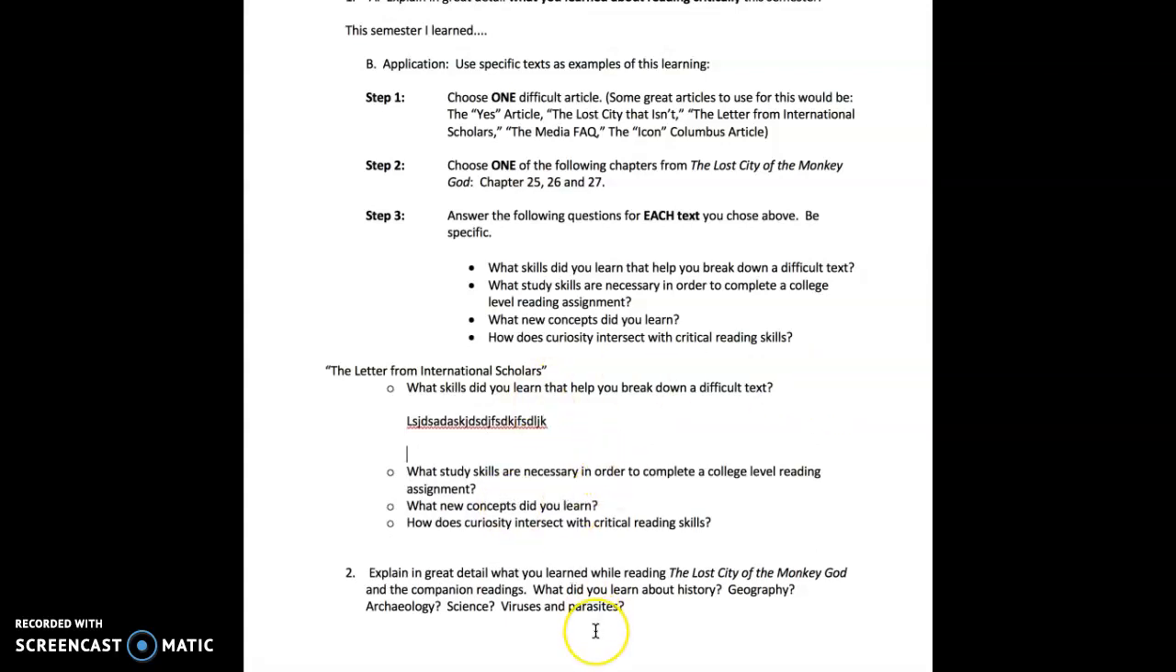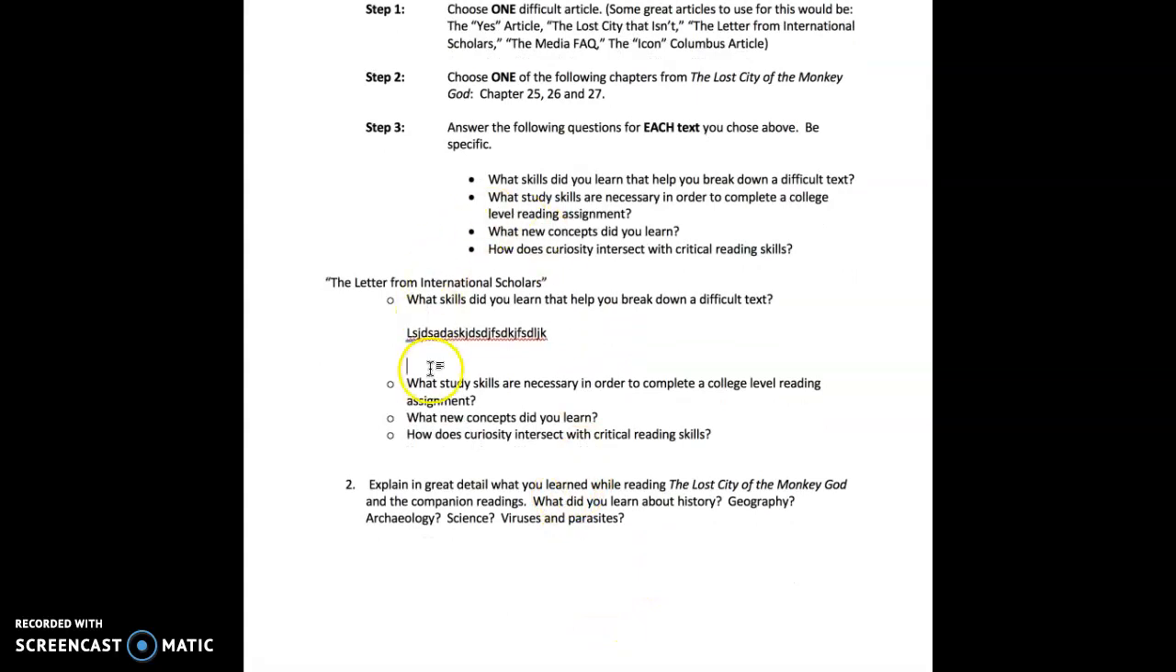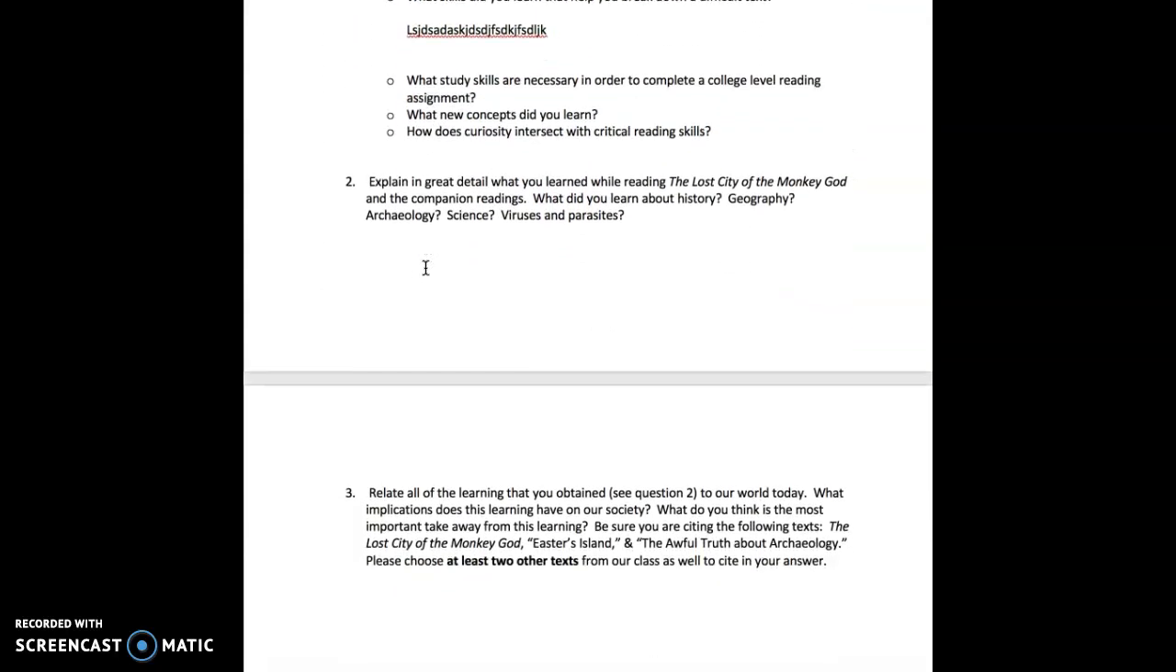And then I would leave some spaces. So this is going to be more than one page when you're done with it, right? Okay. Then after you're done with this application part, you can go on to number 2.